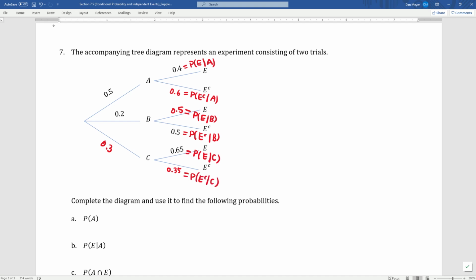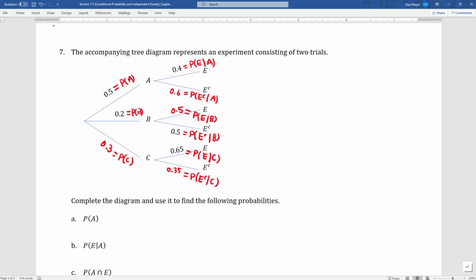And I guess we might as well fill in, recognize that 0.5 is the probability of A. 0.2 is the probability of B, and 0.3 is the probability of C. I think we said those things, but let's just make it official, write them on the page.